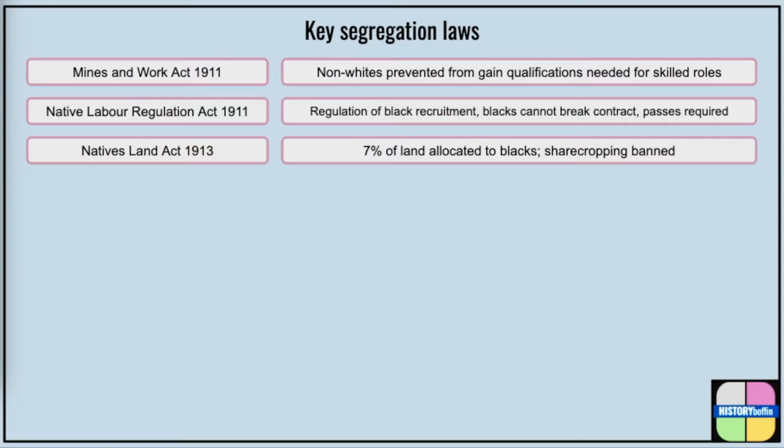White pressure also led to another crucial component of the Natives Land Act by banning sharecropping, a practice of tenant farming. Blacks were thus denied the opportunity to farm for themselves and sell surplus produce. Instead, they were forced into labourer roles on white-owned farms or increasingly in mines and factories.